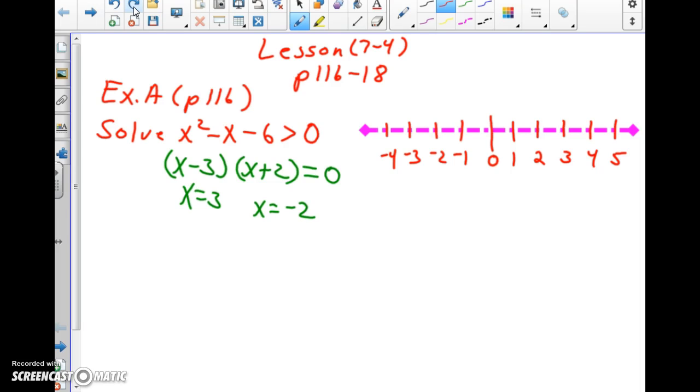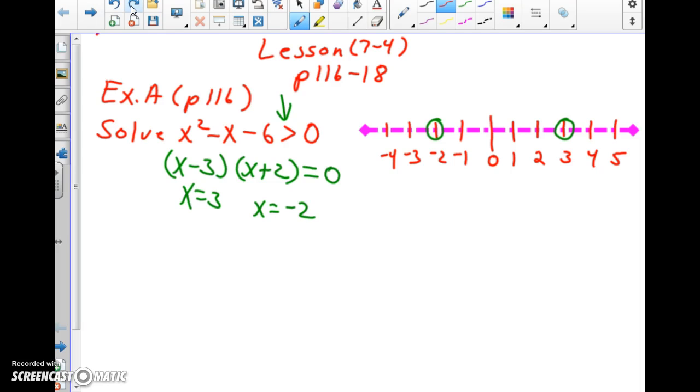Okay, now let me ask you this. It's greater than. So what kind of point are you going to put there? A hollow one or a filled in one? A hollow. Very good. That's what you're going to see me doing now. Here's a hollow at 3, and here's a hollow at -2.